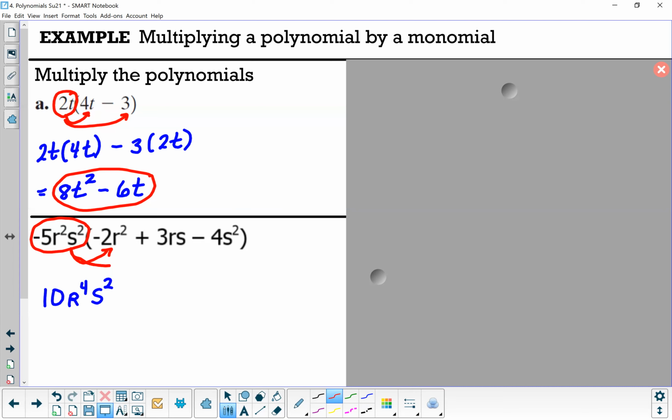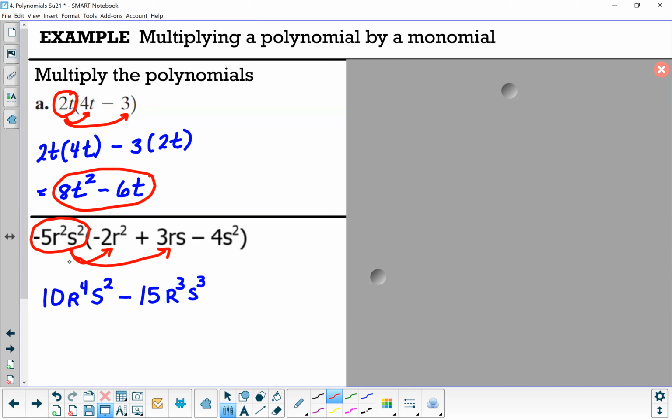Next, distribute the negative 5r squared s squared to the positive 3rs. All right, so that's going to give us negative 5 times positive 3. So that's minus 15. R squared times r to the 1st power, add your exponents. So we get r cubed. And then s squared times s to the 1st power, again, add your exponents. So we get s cubed.